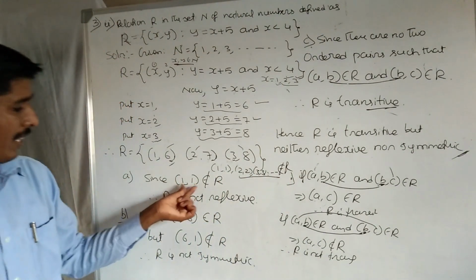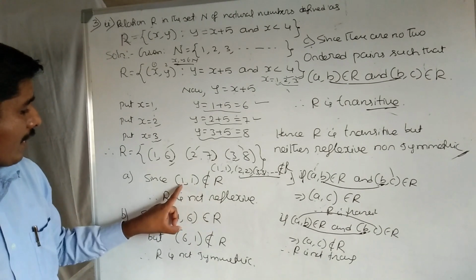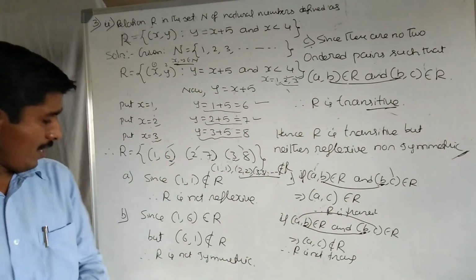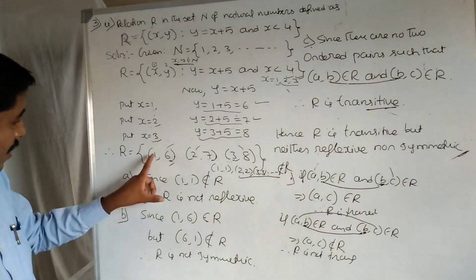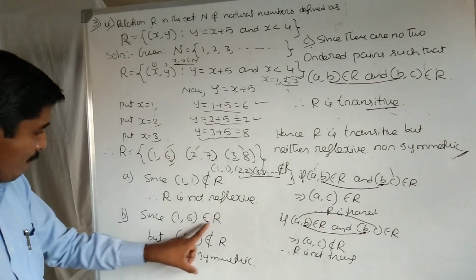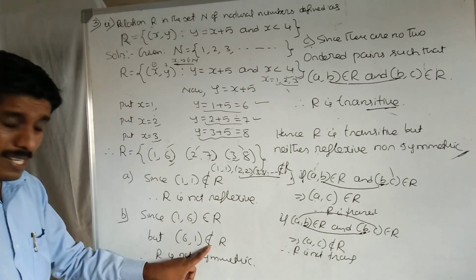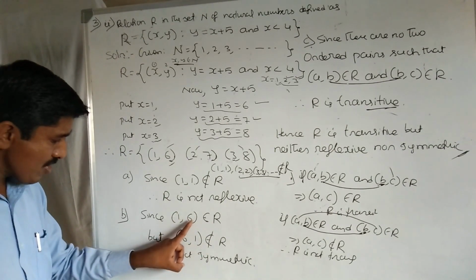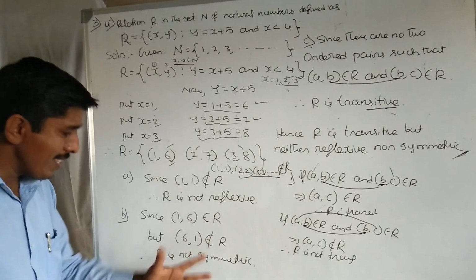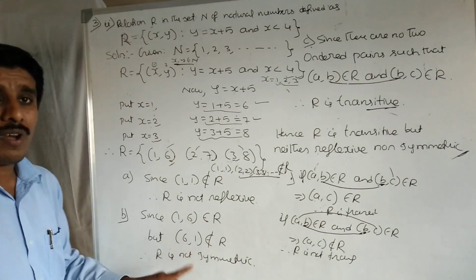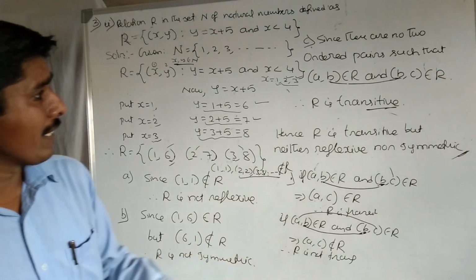Easy one, you can give (1,1) does not belong to R. Here 1 belongs to N. Therefore, it is not reflexive. Next, second one, here symmetric. (1,6) belongs to R, but (6,1) doesn't belong to R. Symmetric means (a,b) belongs to R and (b,a) belongs to R. Here (1,6) belongs to R, (6,1) does not belong to R. Therefore, it is not symmetric.